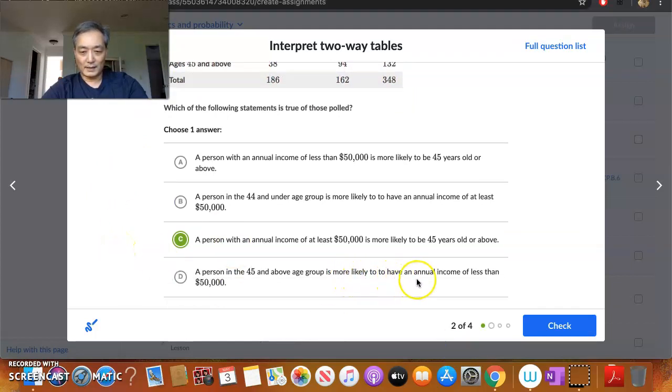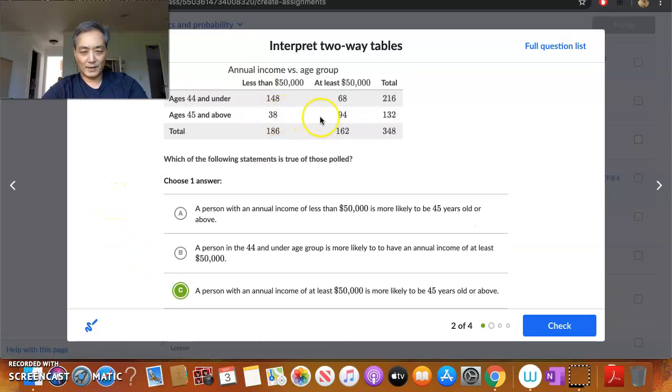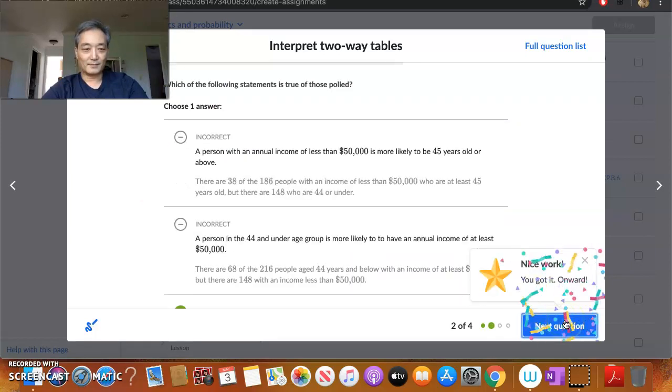Is more likely to have an annual income of less than 50,000? Is more likely to have an income of less than 50,000? No, that's completely untrue, right? 94 is way more than 38, so that can't be right. So therefore, I think C is correct.